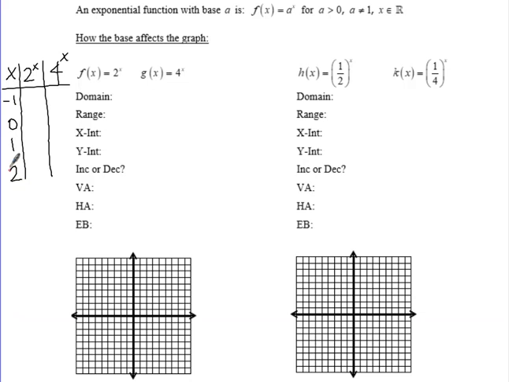If I plug these x values into this exponential function, 2 to the x, 2 to the -1 power is 1/2, 2 to the 0 power is 1, 2 to the 1 power is 2, and 2 squared is 4. So I'm going to go ahead and plot those points on my graph.